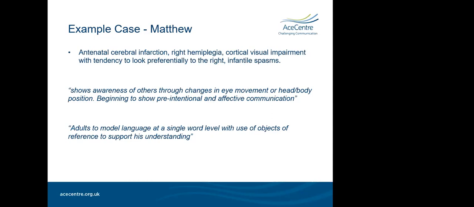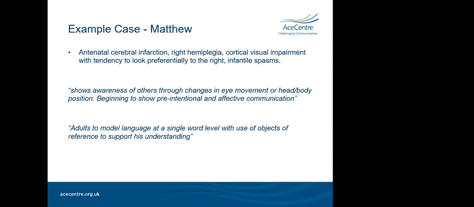So some of the initial information that came about Matthew was that he was showing awareness of others through changes in his eye movement or head and body position. And he was beginning to show pre-intentional and effective communication. So this was written into his speech therapy report. And obviously, the parents recognised that as a statement that was true and factual, but they didn't really know what to do with that, and they didn't know how to move things on or support Matthew's ongoing development of communication.